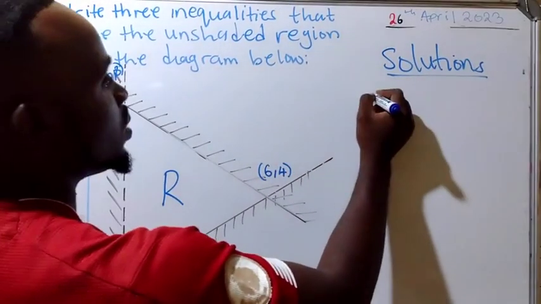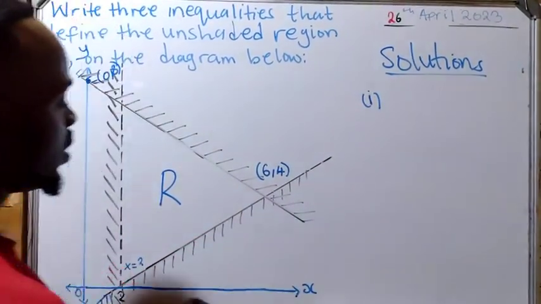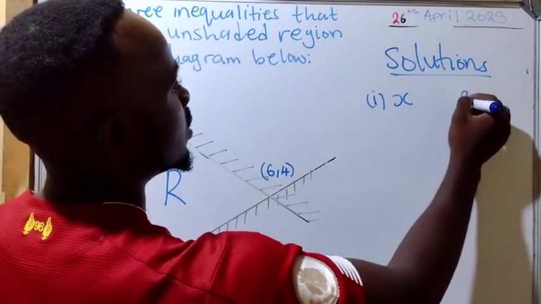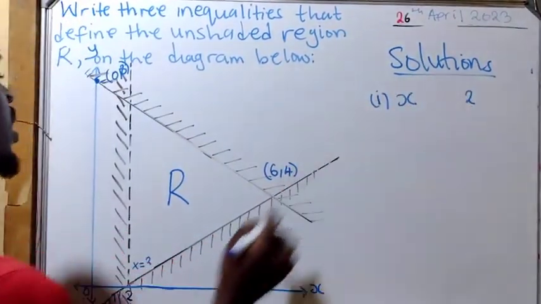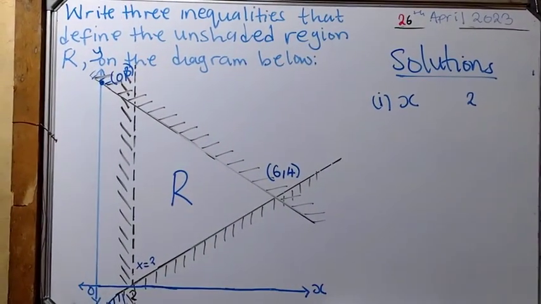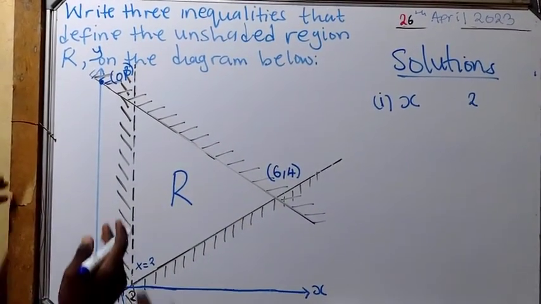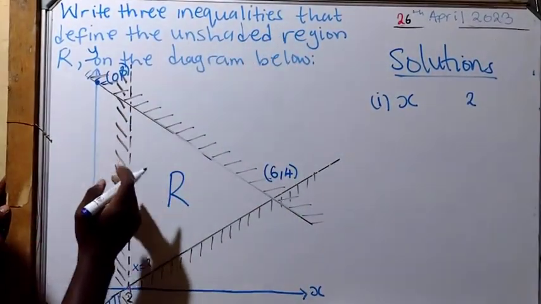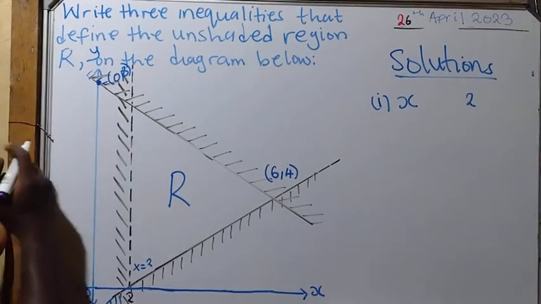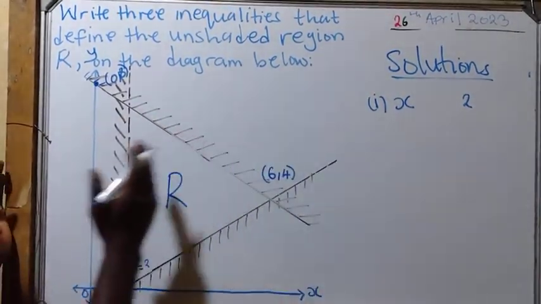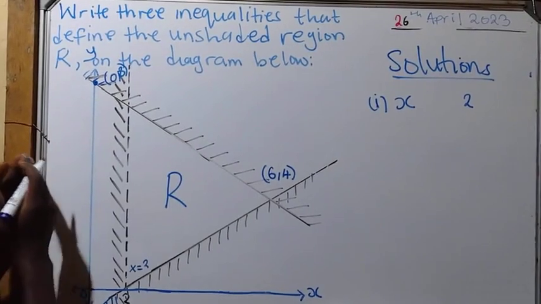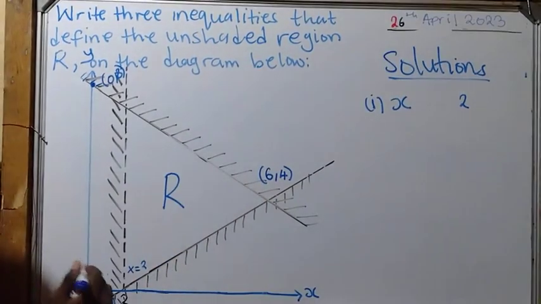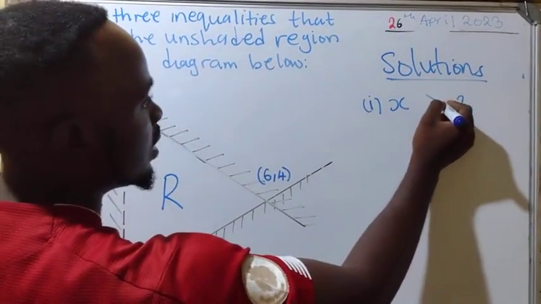So the first one, you name it as Roman numeral 1. We are going to say x, we leave space here, and then we write 2. The reason I'm leaving space there is to choose what type of inequality we are going to put. They are saying it defines the unshaded region. The shaded part is this, the unshaded part is this side. The shaded part is less, the unshaded part is greater, so this one will say greater.